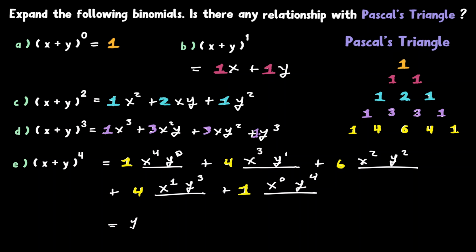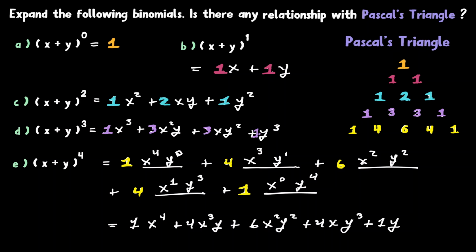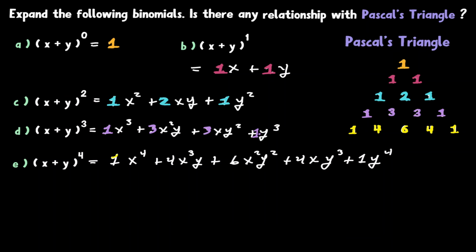My first term is just going to be 1x to the fourth. Then the next one is going to be 4x to the third, y. The one that follows, 6x to the second, y to the second. Then 4x, y to the third. And lastly, 1y to the fourth. Let me just write down the result. And this relationship that we have just observed is what we define as the binomial expansion theorem.